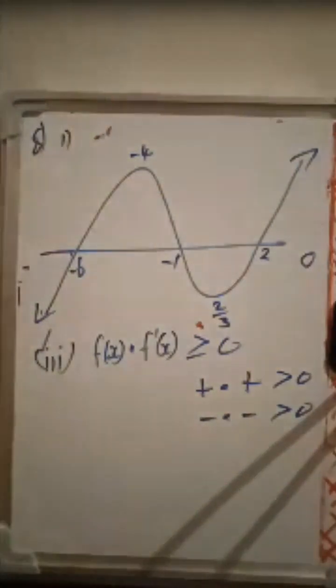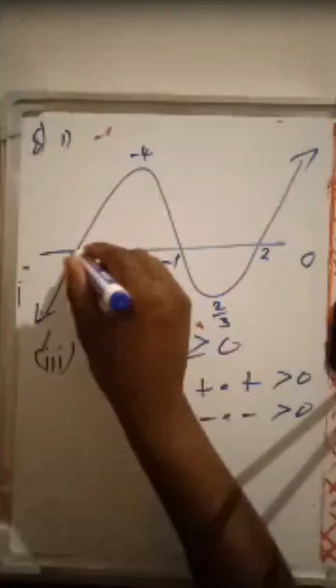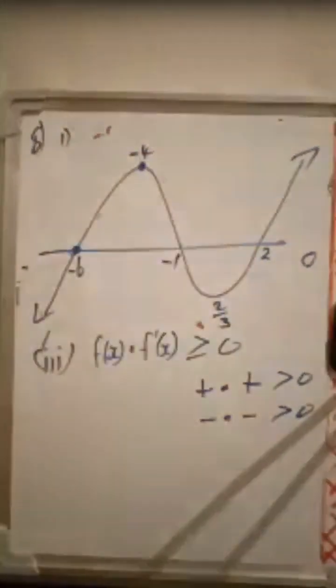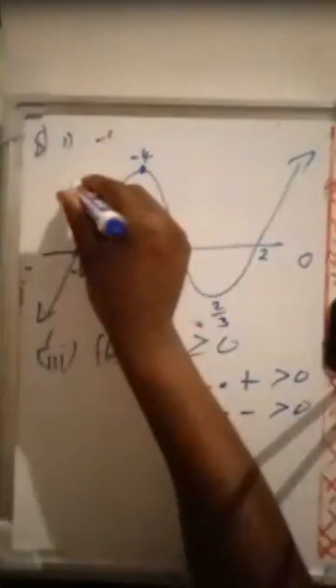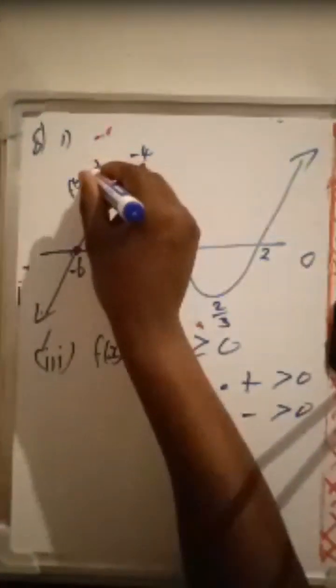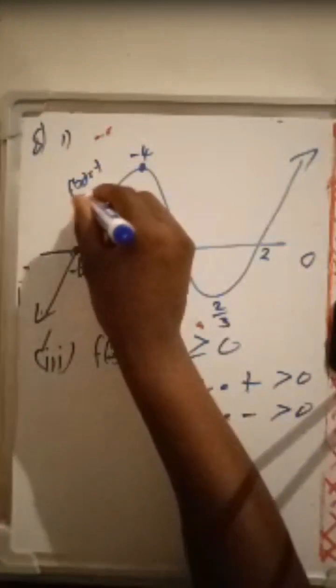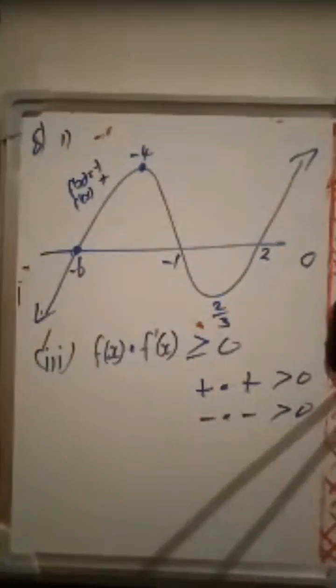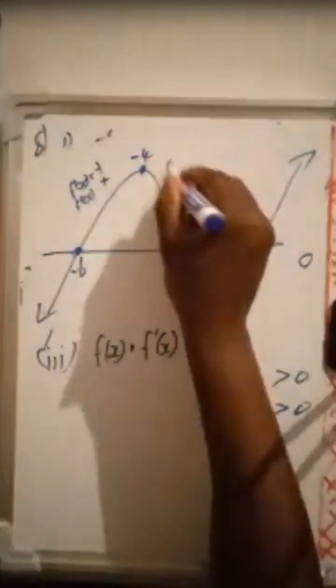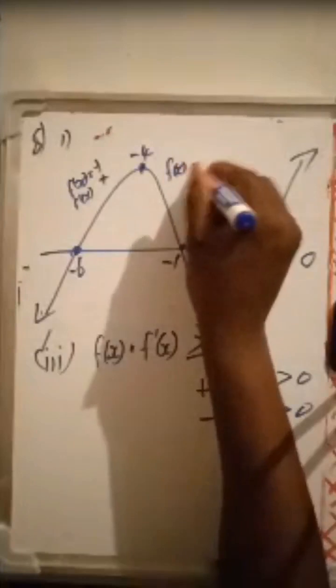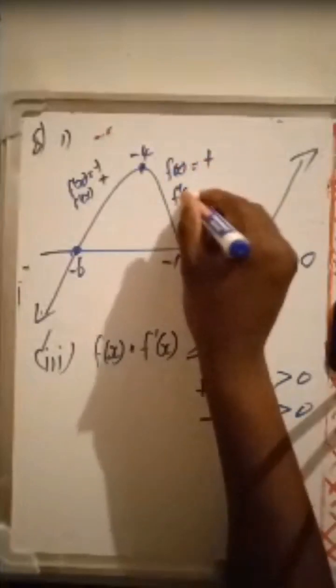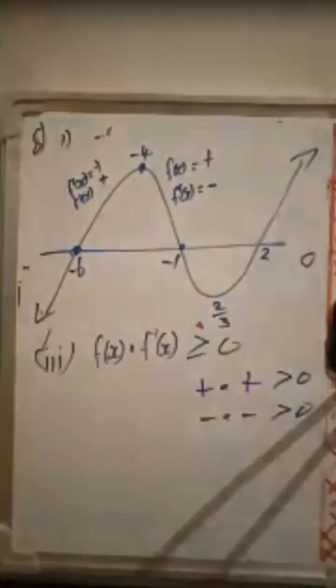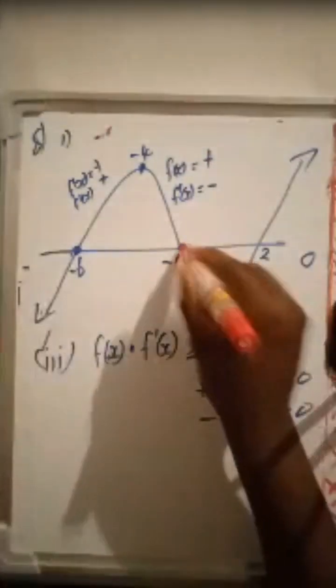Okay? For example, from there to there, we see what's happening here. The f of x is positive. Then also the gradient is also what? Positive. Okay? Then from here to here, what can we say? We can see that f of x is positive, but the gradient is negative. Okay? But from this point to that point, what's happening there?